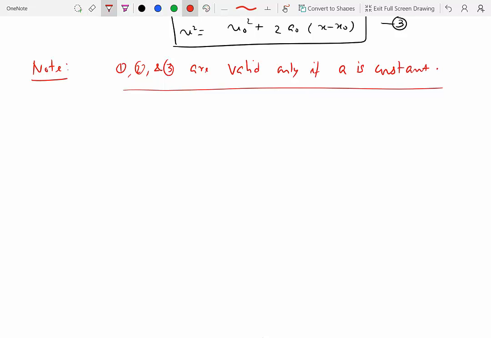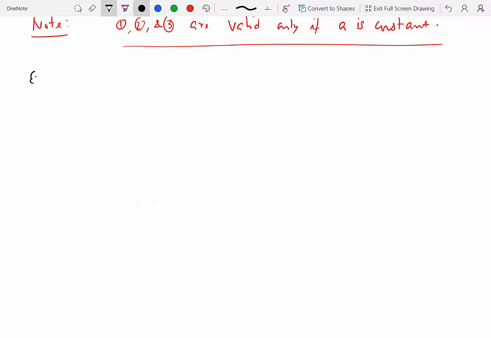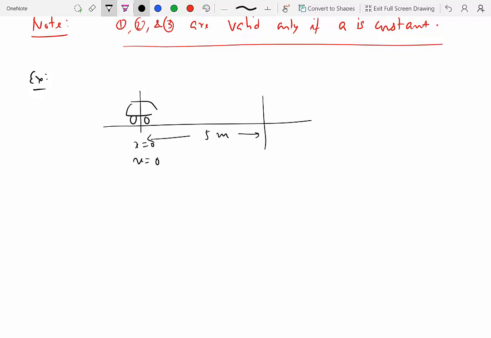Okay, so we'll do an example now. Okay, so here is an example. So let's say we have a car, and this car is moving along a straight line path. Okay, and I tell you that its initial position is over here, and this is let's say x equal to 0, and its velocity is also 0, so it's starting from rest, and then after it has traveled a distance of, let's say, 5 meters, its velocity is equal to 5 meters per second.